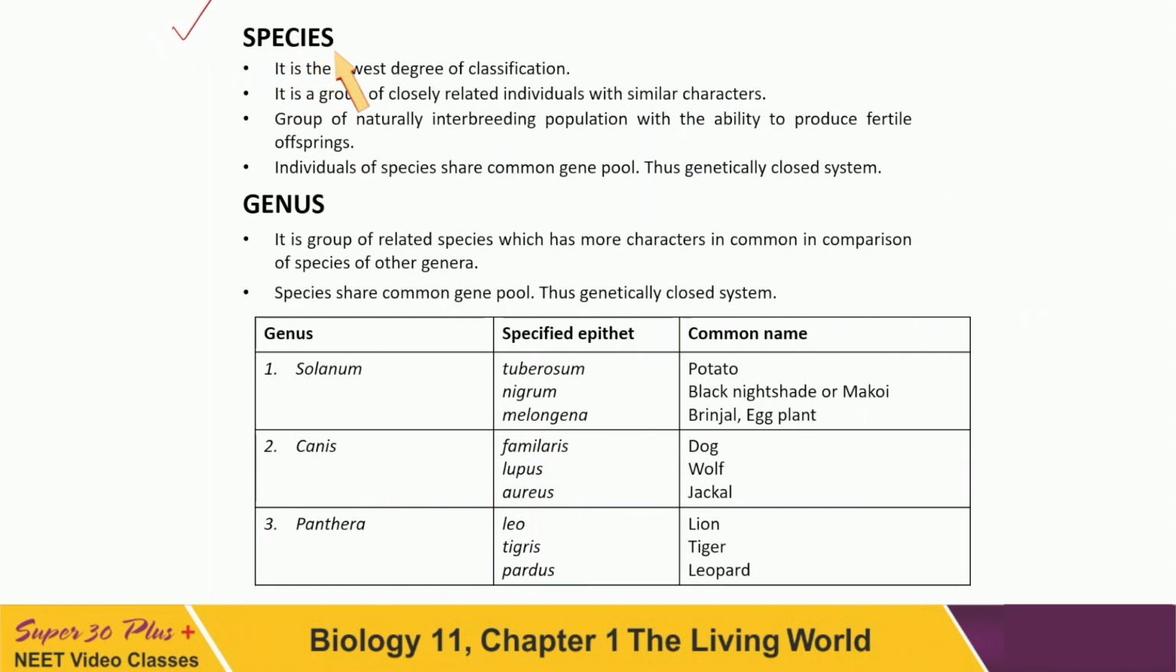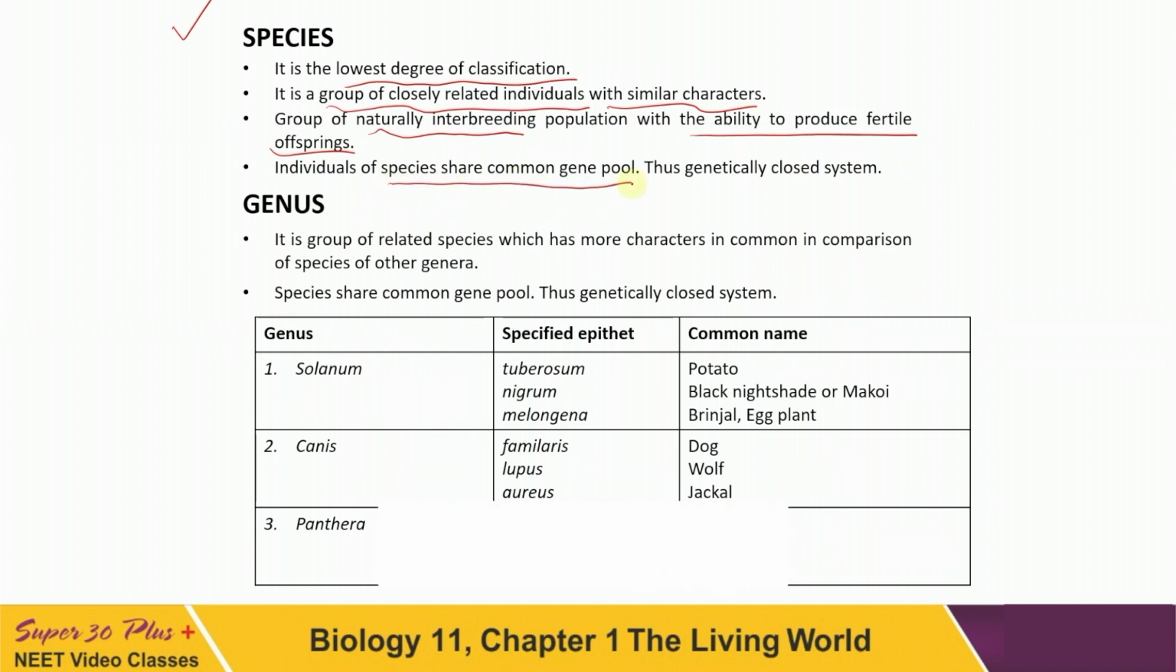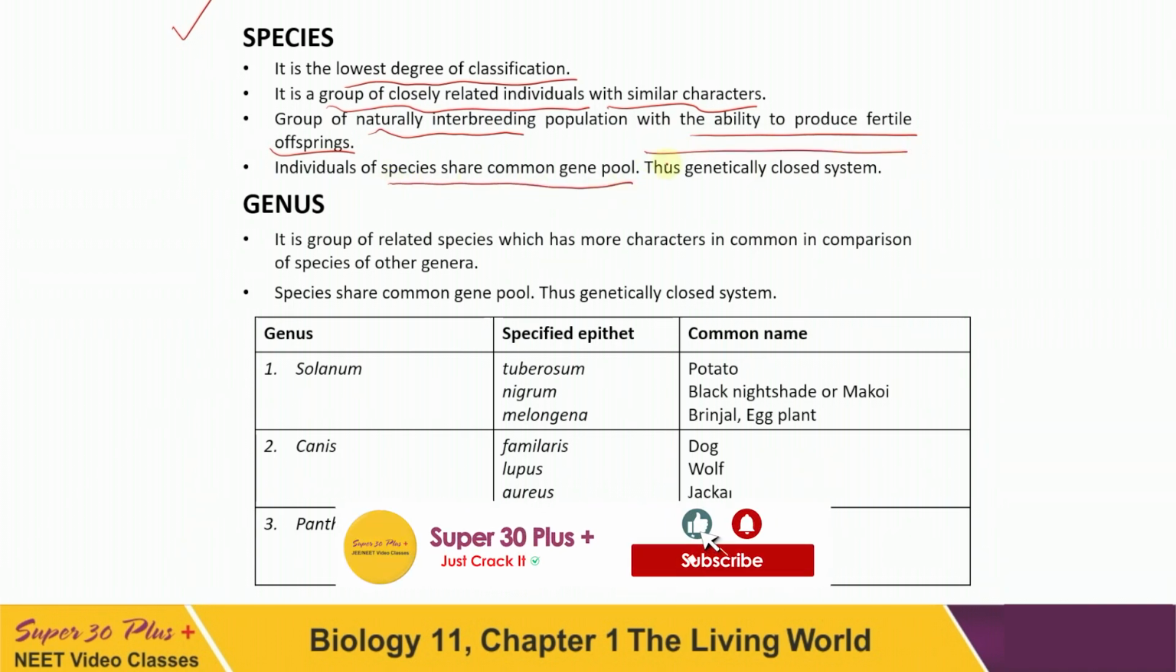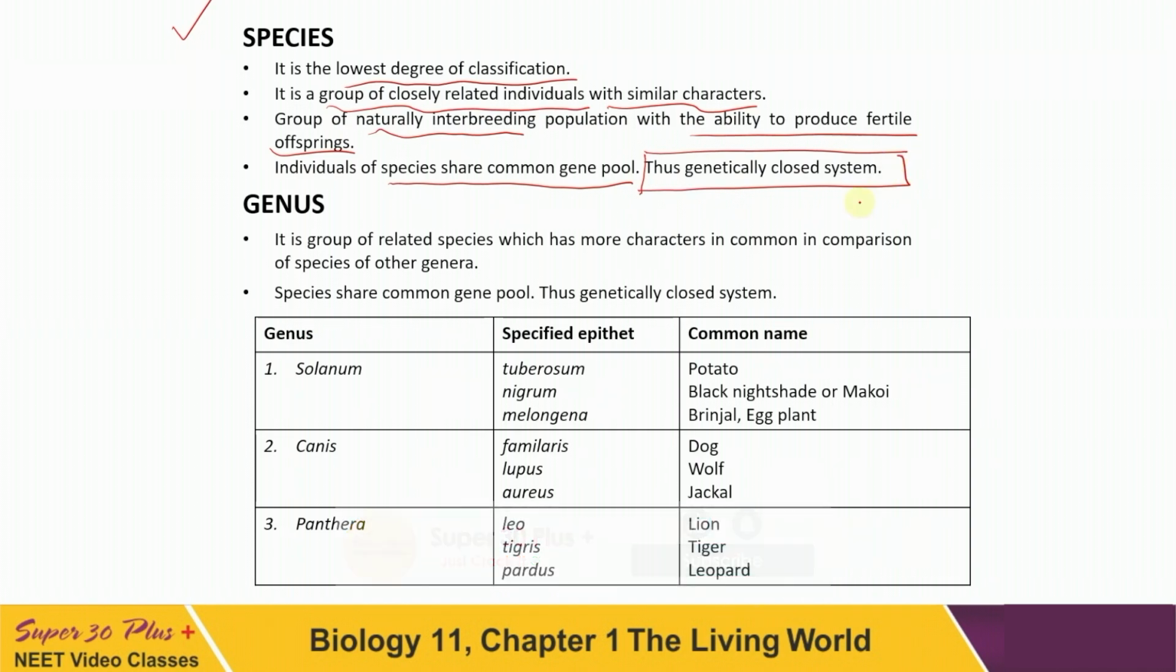What is species? Human beings belong to one species, Homo sapiens. The same case we have for other organisms. This is the lowest rank of classification. It is a group of closely related individuals with similar characters, and a group of naturally interbreeding individuals. Mangifera indica is one species. It can interbreed with other plants in the interbreeding population, and they can produce fertile offspring. The species share a common gene pool, and that's why one species is known as a genetically closed system. One cannot breed with members of other species.